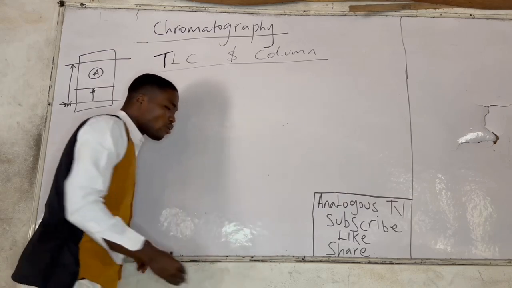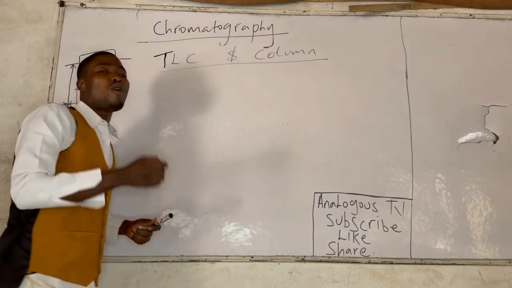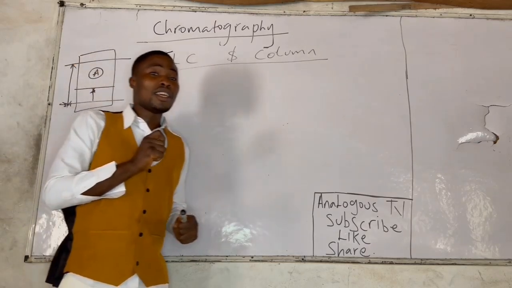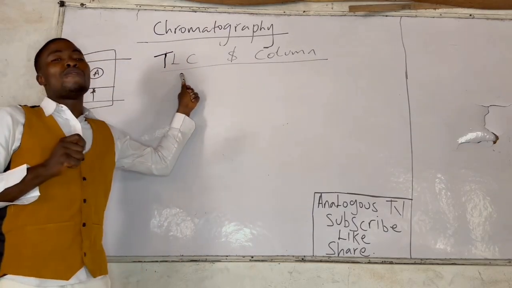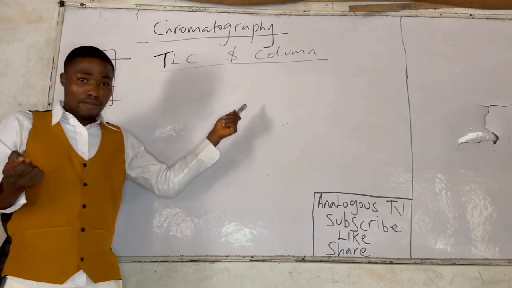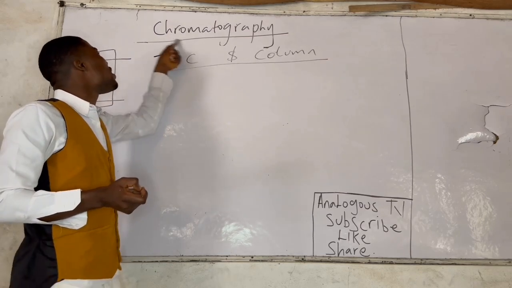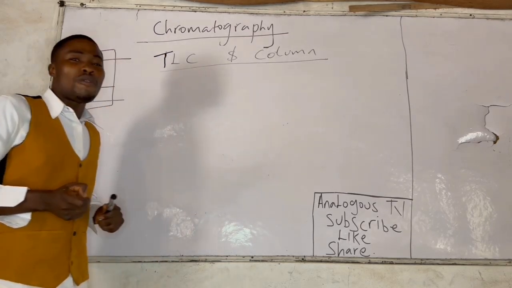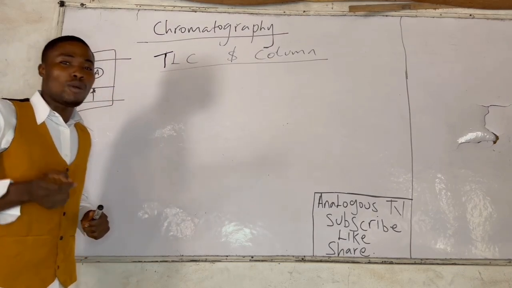Column chromatography works on the principle of polarity. Polarity is considered more than solubility. Though TLC also works on the principle of polarity, TLC and column chromatography are similar, but TLC is a special form of paper chromatography. Column chromatography can be used to isolate or adsorb substances. Now, this is what we'll do.